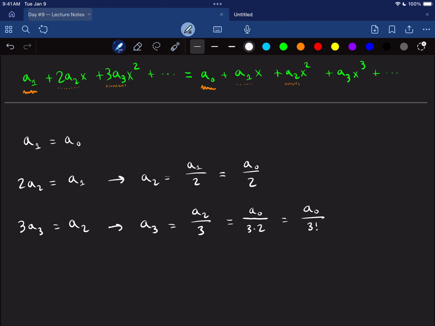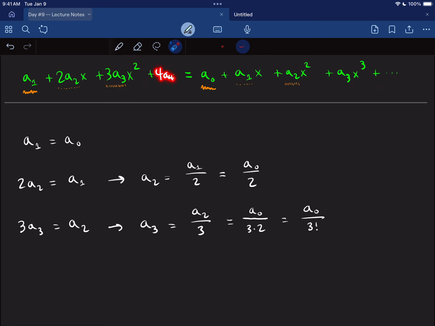And we'll go one more equation here. I don't have it written up at the top here, but we could imagine the next term on this left side would be 4a4x cubed. So 4a4 has to equal a3, which tells me that a4 is equal to a3 over 4. But we already have a definition for a3. It's a naught over 3 factorial. It's just being divided by another 4. Which then turns this into a naught over 4 factorial.